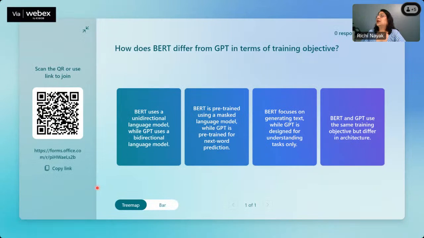Question time. How does BERT differ from GPT in terms of training objective?